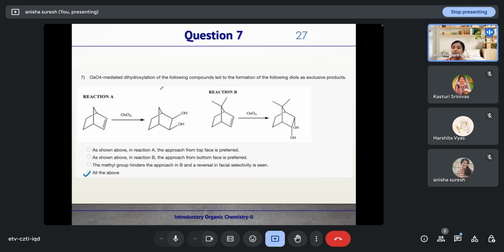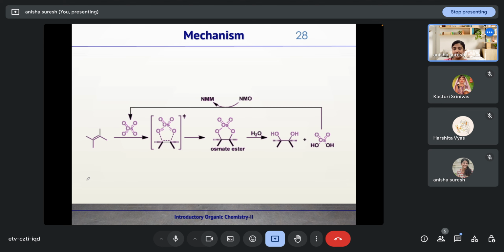So we know that osmium tetroxide dihydroxylation will lead to formation of syn alcohols. So in the first case, it is giving the top phase preference. In the second case, since these two geminal dimethyl groups are there, it will cause hindrance and the osmium tetroxide attack will take place from the bottom phase, leading to formation of the product. So because of that, all these three statements are right. So option 4 will be the right answer.